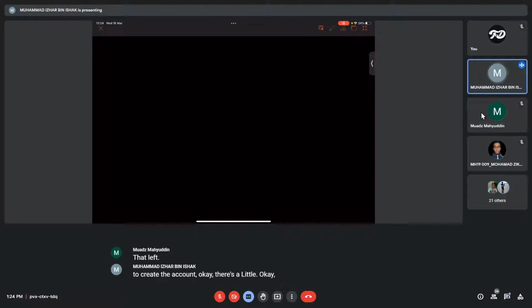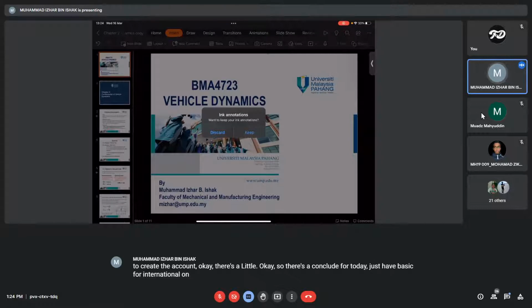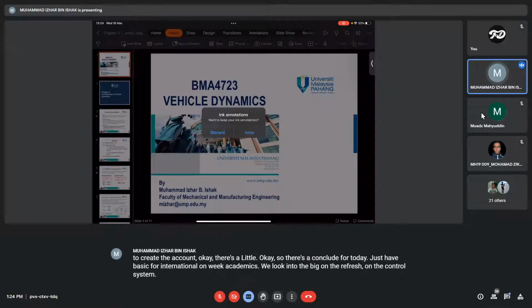Okay, so that concludes today. Just a basic introduction on vehicle dynamics. We looked at a bit of a refresh on the control system, and then the load transfer and how we determine the lateral forces.